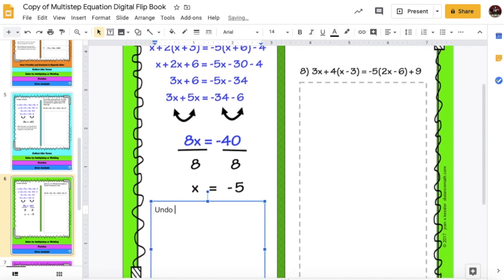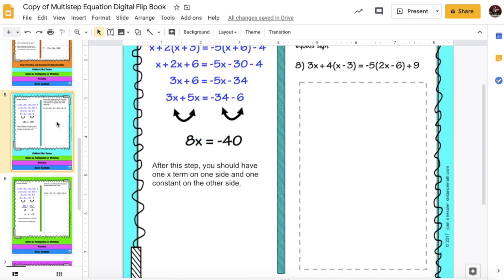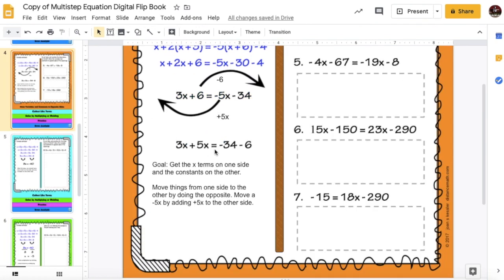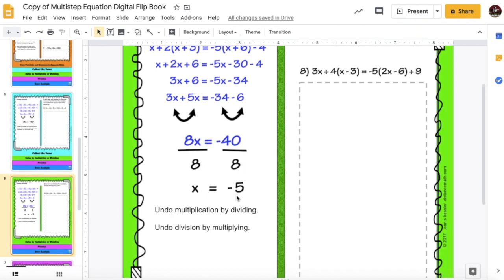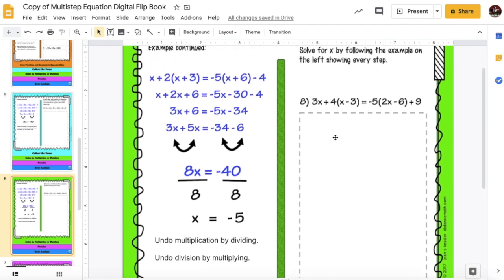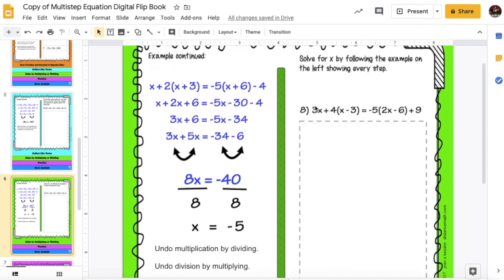So we undo multiplication by dividing. If you had division, we would undo division by multiplying. You'll notice if we take a quick peek back here, what we've done is we keep simplifying this. So after we move things around, we get it down to a one-step equation, and then we solve by multiplying or dividing. So for this problem, you're now going to do every step.